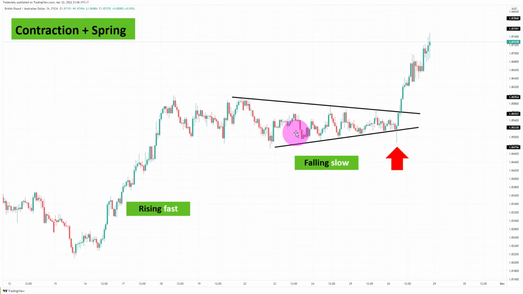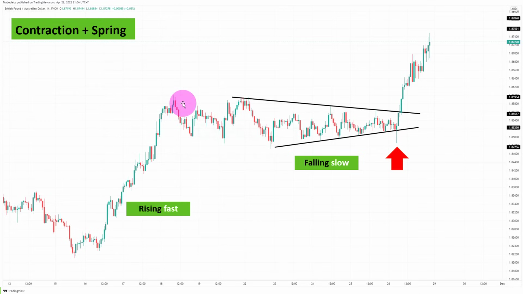Another thing that can really help your continuation trading is when you find those springs. Springs are failed or fake breakouts, and they happen within patterns. They can also happen within horizontal support and resistance, and in this case you can see we have a spring within this flag or wedge. Again, what is the context?